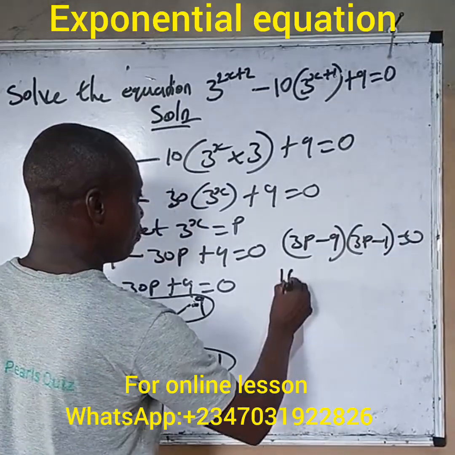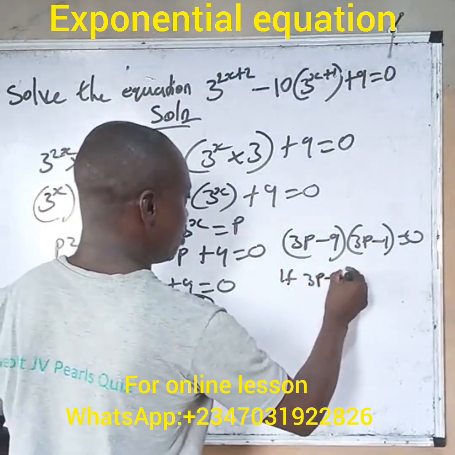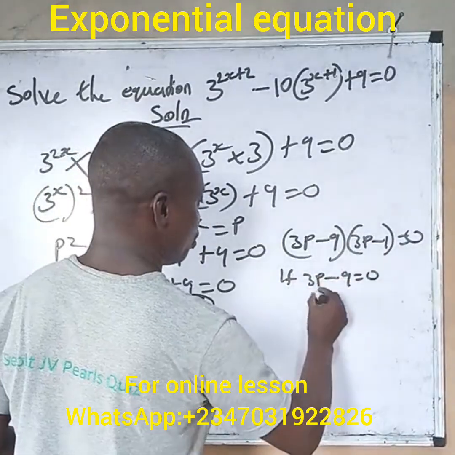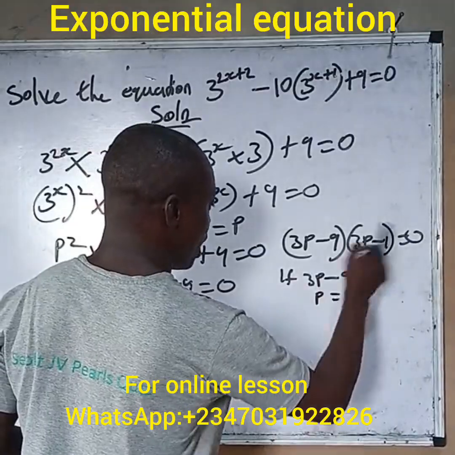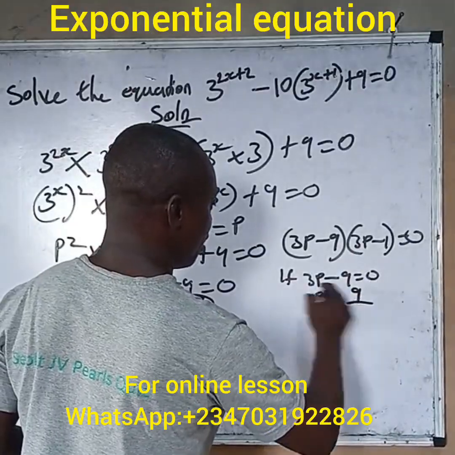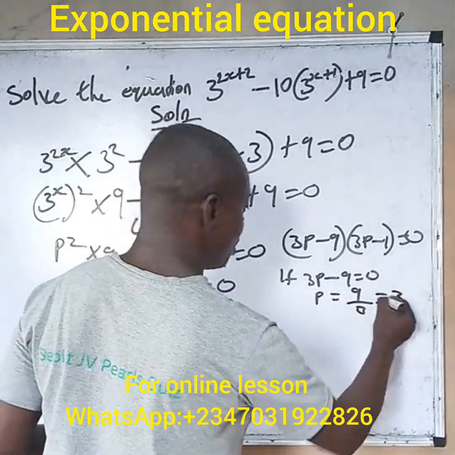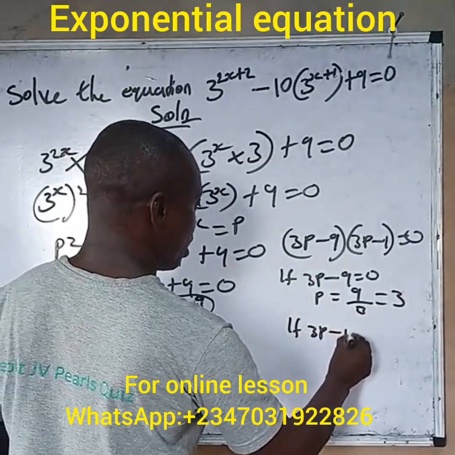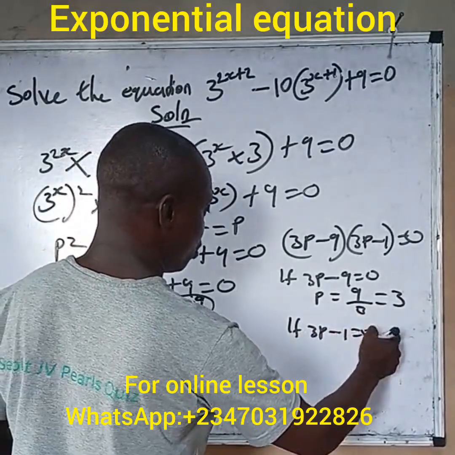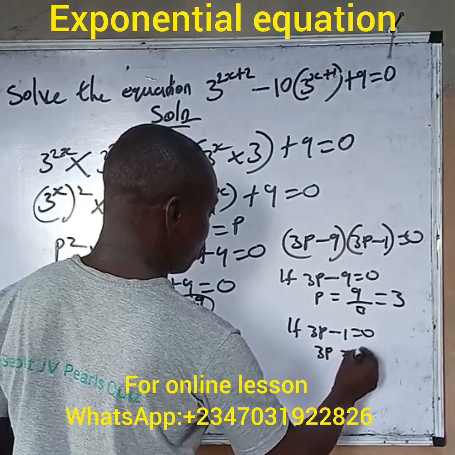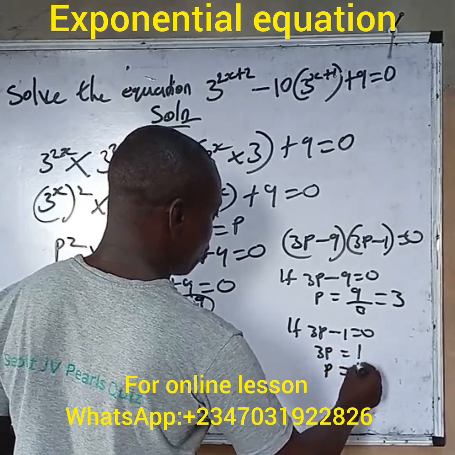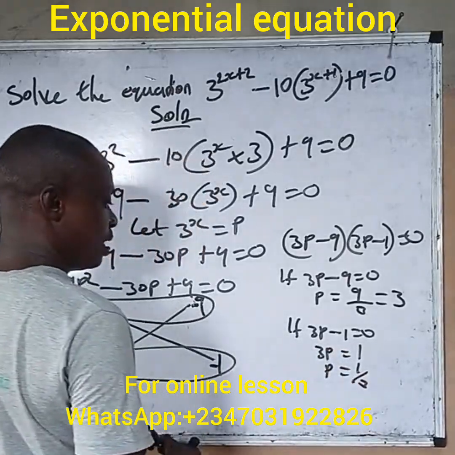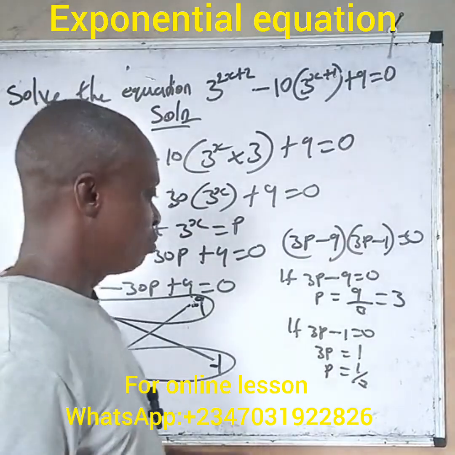So I'll say if 3p minus 9 equals 0, so p will be equal to, I'll carry this one here, will now give me 9 divided by this 3. So that will give me 3. Again, if 3p minus 1 is equals to 0, I'll carry minus 1 this way. So I have 3p is equals to 1, then p will be equal to 1 over 3. All right. So p is 3 and 1 over 3.